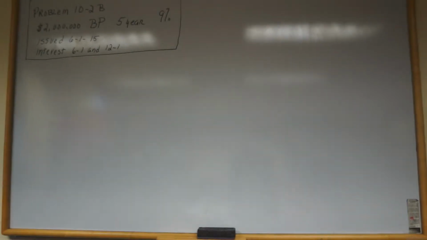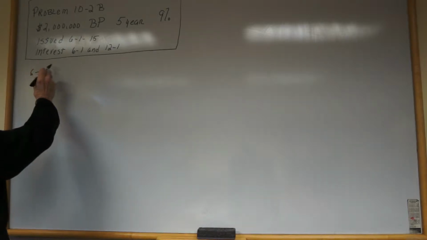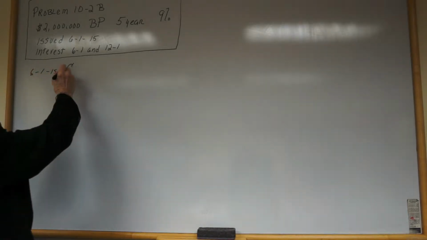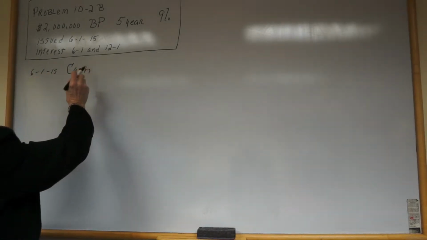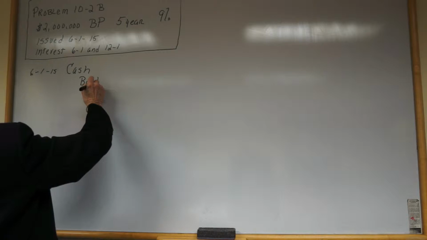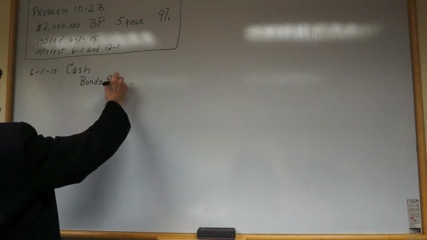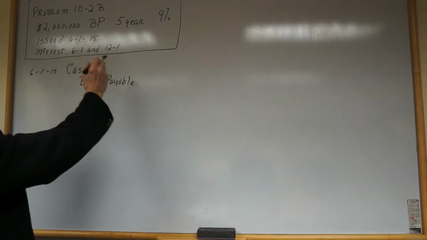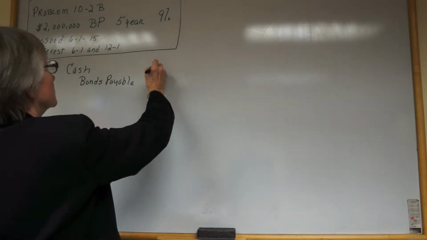So this is problem 10.2b, and this is on bonds payable. And the first thing they ask us to do is to issue some bonds. So we can do this, 6/1, 15. We're going to get some cash. And these are issued at their face value because it doesn't tell us otherwise. So we just have cash and bonds payable for the face value, which is $2 million.